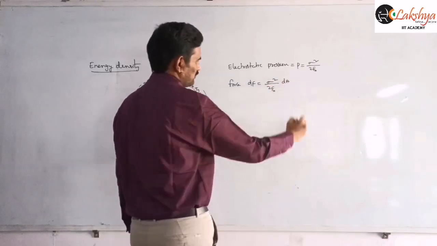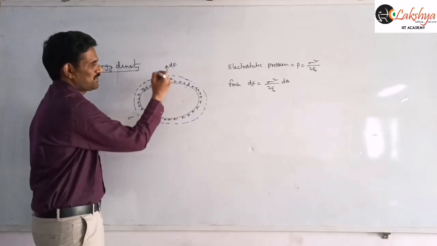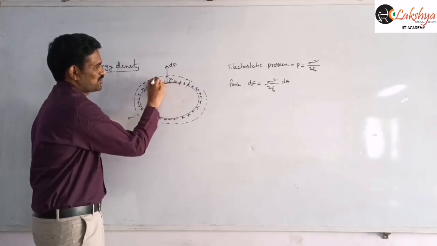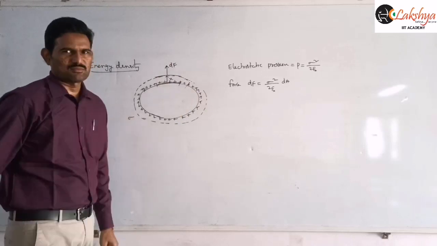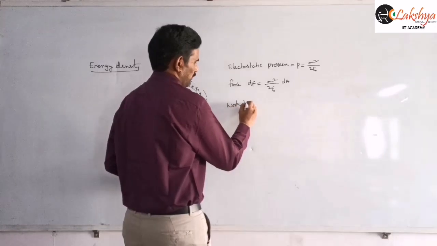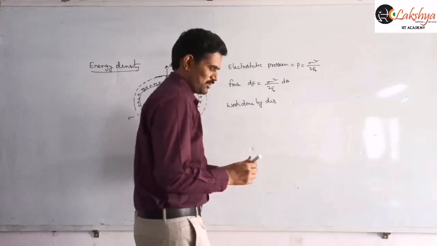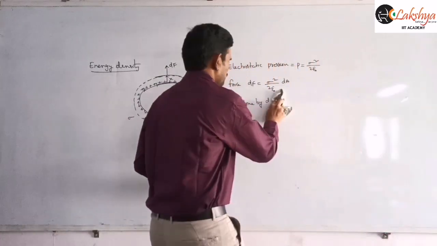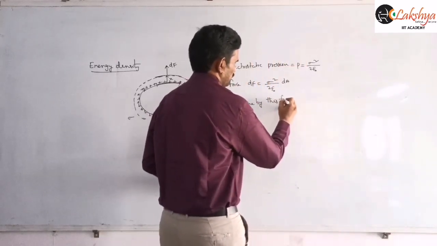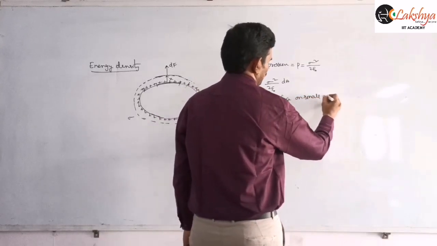And now let us take that this element, whatever element you are taking here, is traveling to this position through a distance x. Now let us write the work done by this force. Work done by this force on the small element for that small displacement.